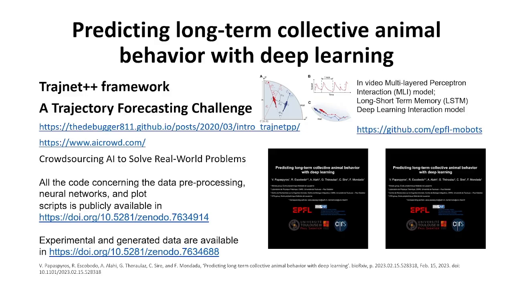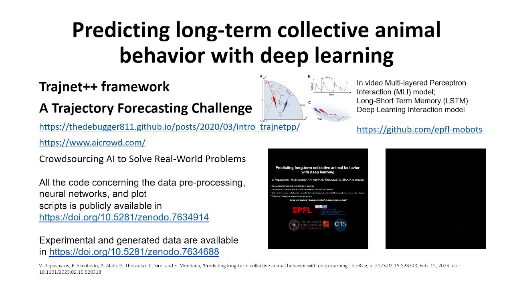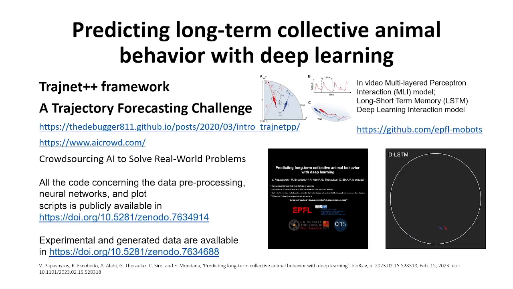Predicting long-term collective animal behavior with deep learning, with video multi-layered perceptron interaction, MLI model, long short-term memory, LSTM, deep learning interaction model, and useful links to open sources platforms.